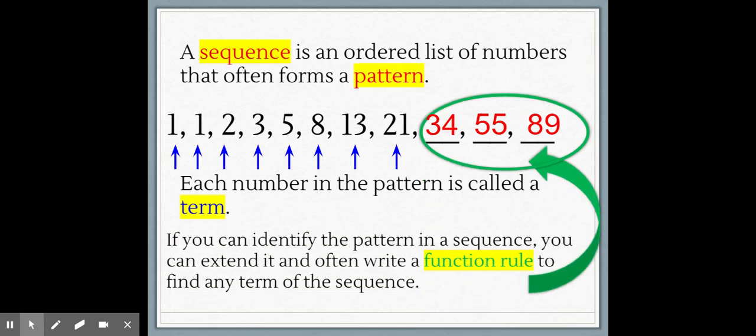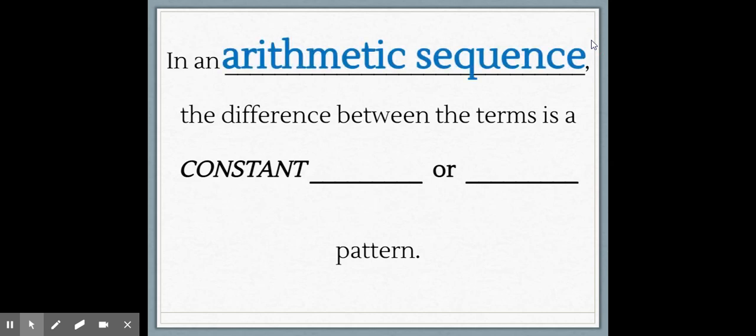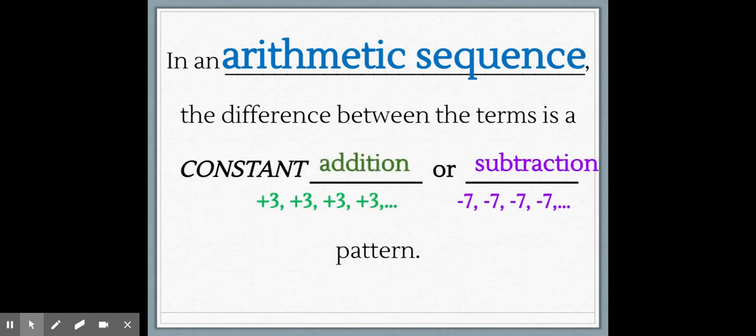If you can identify a pattern in any sequence, you can often extend it and write a function rule to find any term in the sequence that you want. For instance, like the 100th term. Now, you're only going to be able to do that if it's an arithmetic sequence, because you only know how to write a linear function. So what is an arithmetic sequence? Well, in an arithmetic sequence, the difference between the terms is always a constant addition or a constant subtraction pattern.